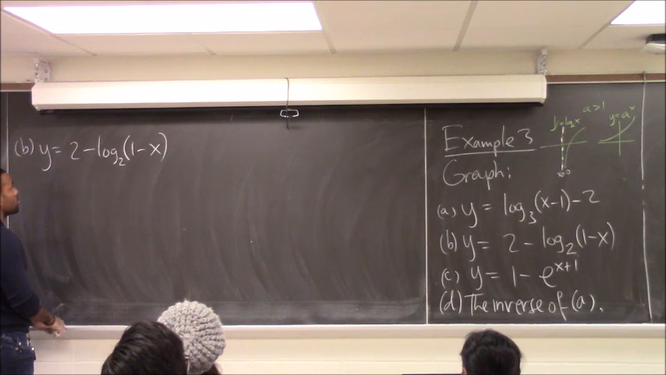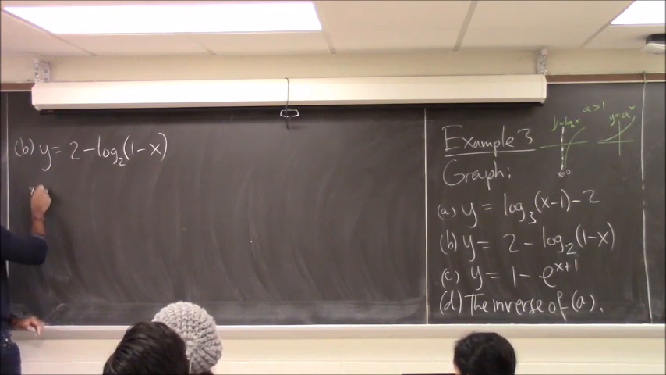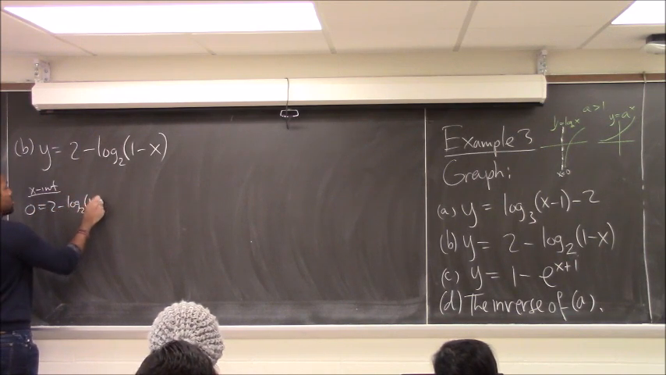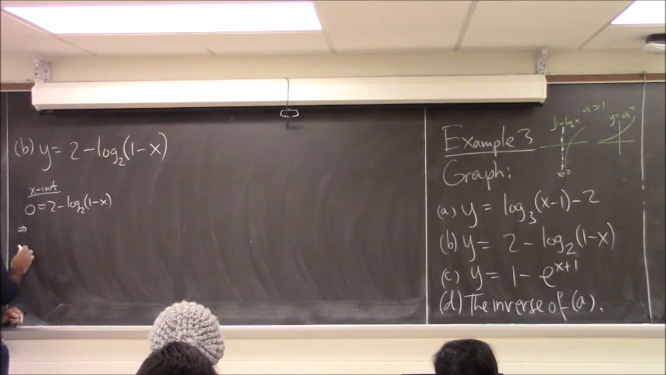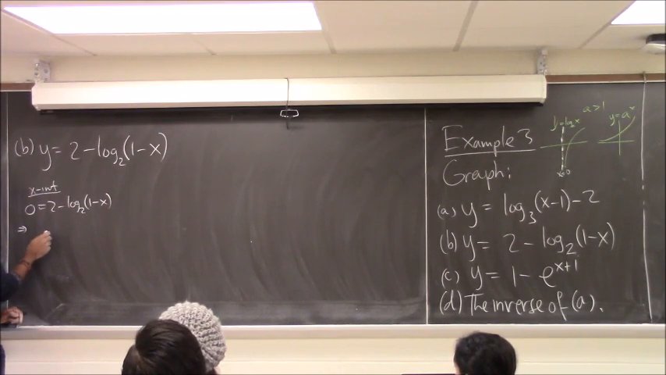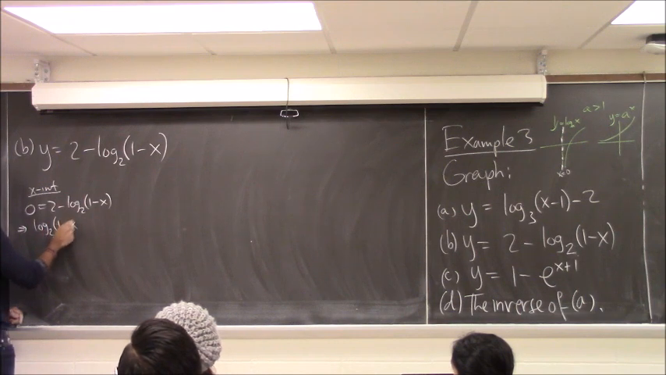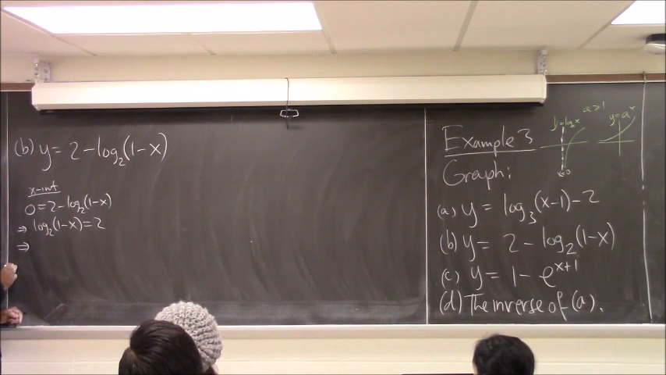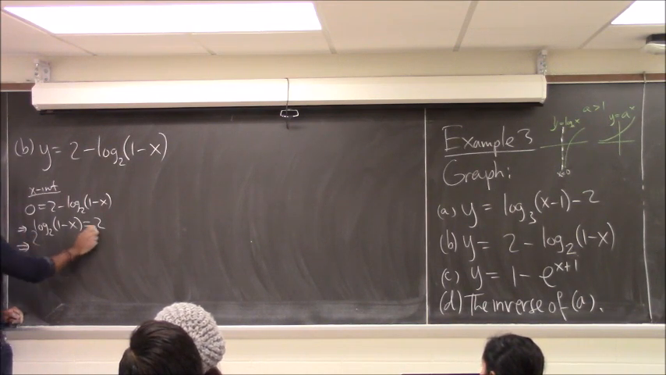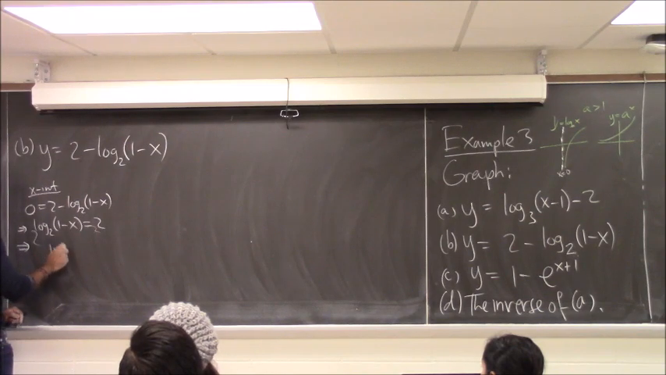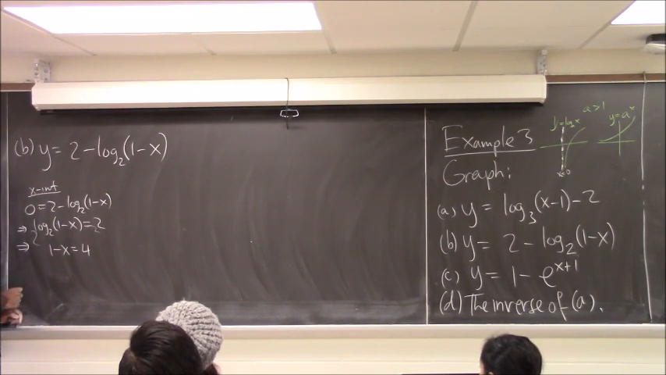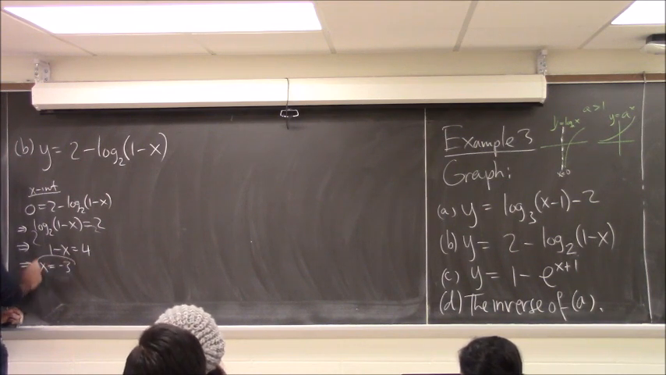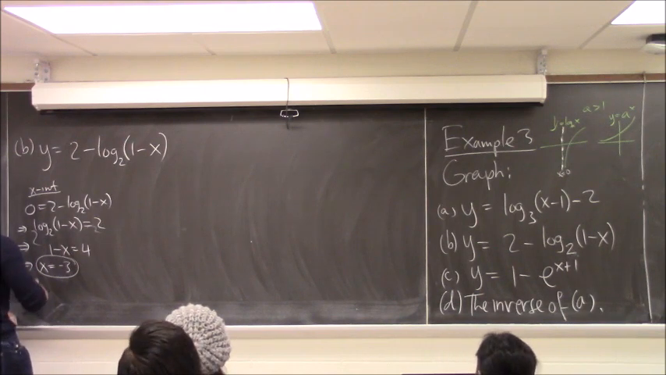Try to make it y equals 1. So you find the x-intercepts, so that y equals 0. Subtract 2 on both sides, or maybe add the log on both sides. Raise to 2. So this gives us 1 minus x is equal to 4. No, sorry, x is equal to -3. Is there a y-intercept?